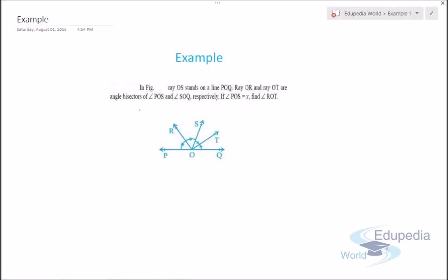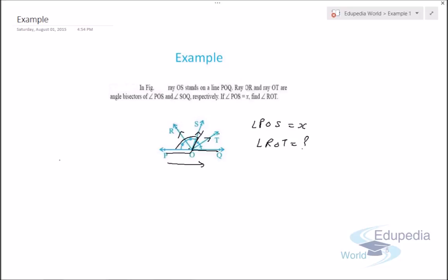The first example says, in the figure, ray OS stands on a line POQ. Ray OR and ray OT are angle bisectors of angle POS and angle SOQ. If angle POS is x, then we have to find angle ROT. It's a very easy question, but let's see how we can solve this question.